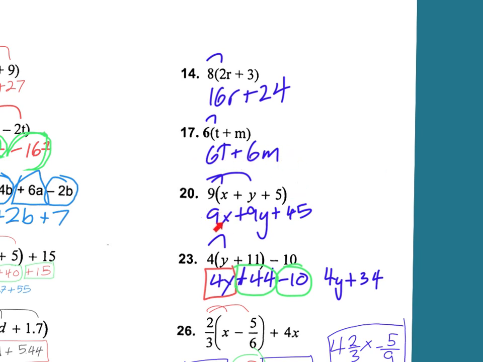Number 20, 9x plus 9y plus 45. Well, that's an x and that's a y. They can't go together. And then number 23, 4 times y is 4y. 4 times 11 is 44. And then we bring down the negative 10. Combine like terms, the 44 minus 10 is 34, and we still have that 4y, so it's 4y plus 34. All right, hopefully that helped you to kind of understand what we're doing today.